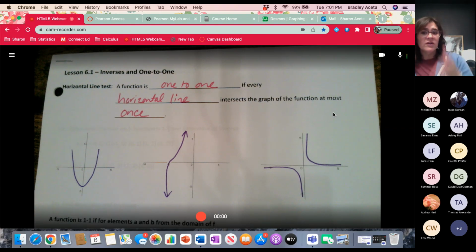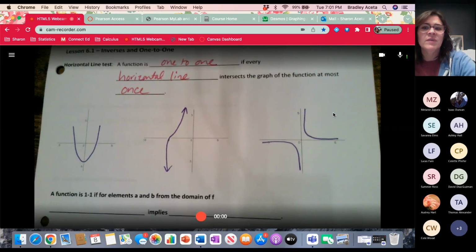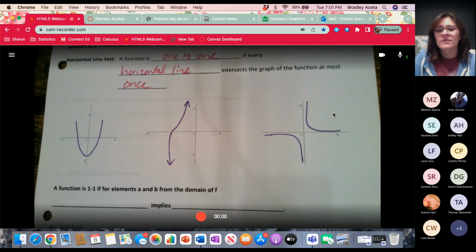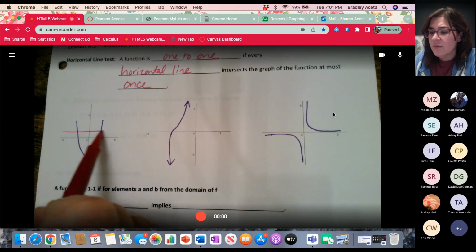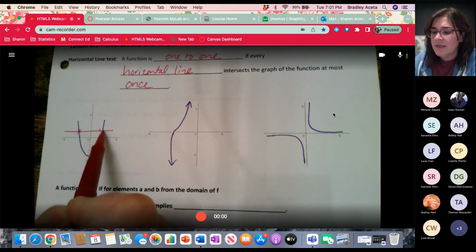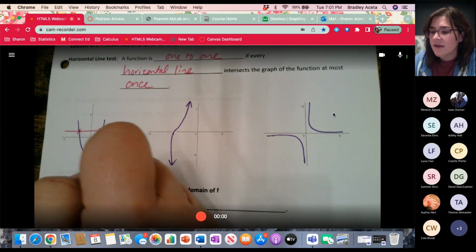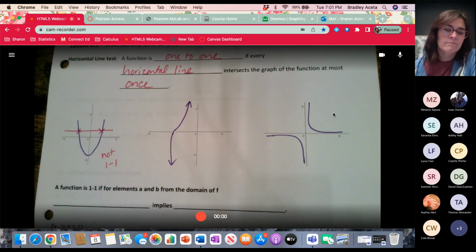So remember, doing a vertical line test proved if it was a function, and a horizontal line will prove if it's one-to-one. I've given you some pictures here, and really all you have to do is draw a horizontal line like you would do a vertical line and see if it crosses the graph once. So if I draw a horizontal line through this parabola, oh man, it hits twice. So this is not one-to-one.